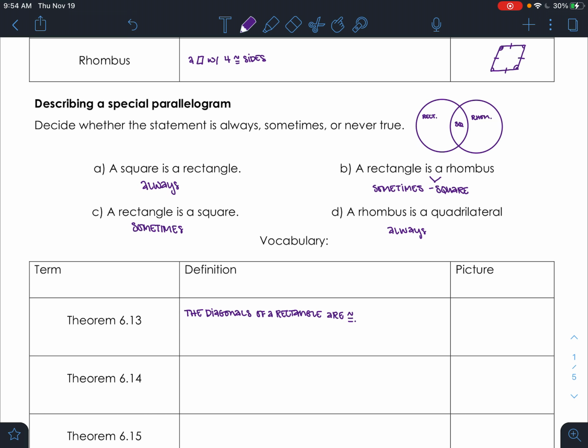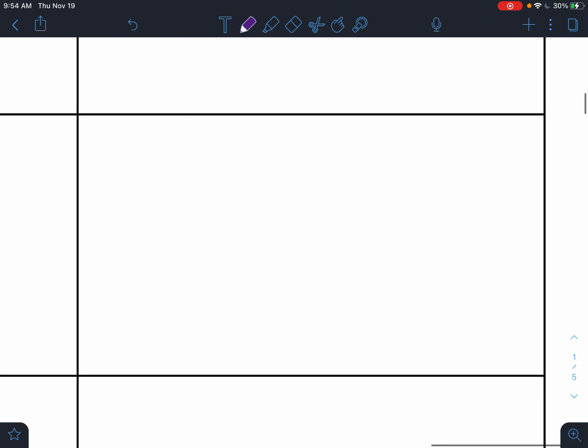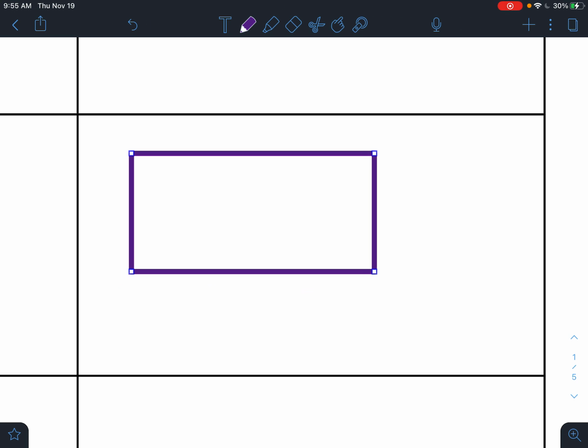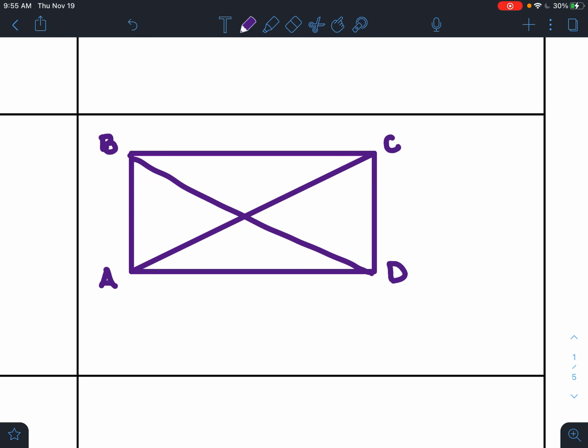Okay, so if we would draw a picture of that, the diagonals of a rectangle are congruent. I'm going to draw my rectangle, label it A, B, C, and D, and draw in our diagonals.